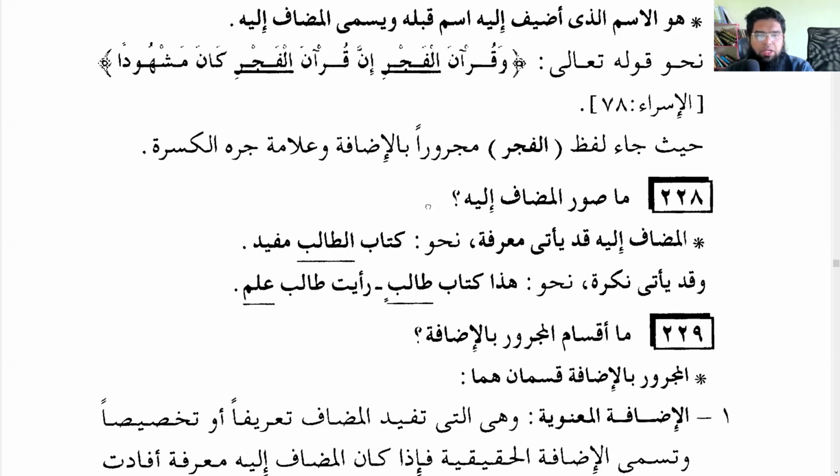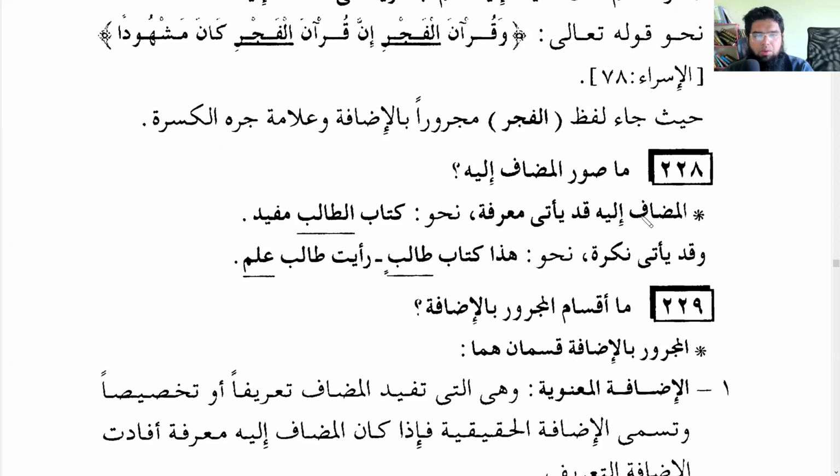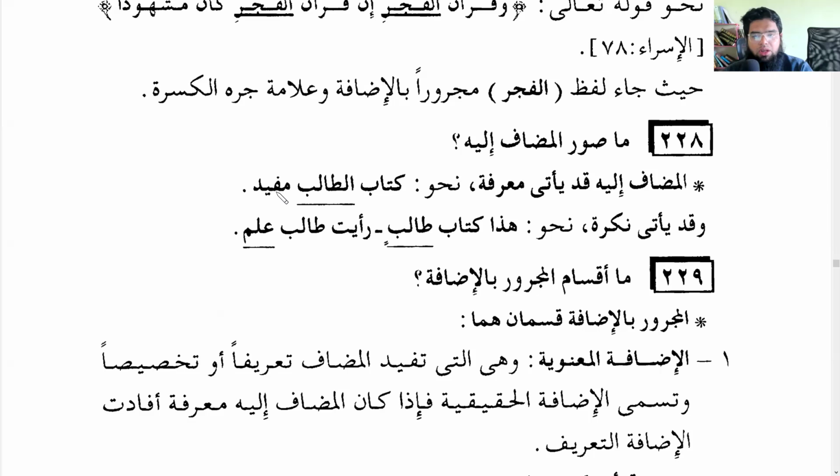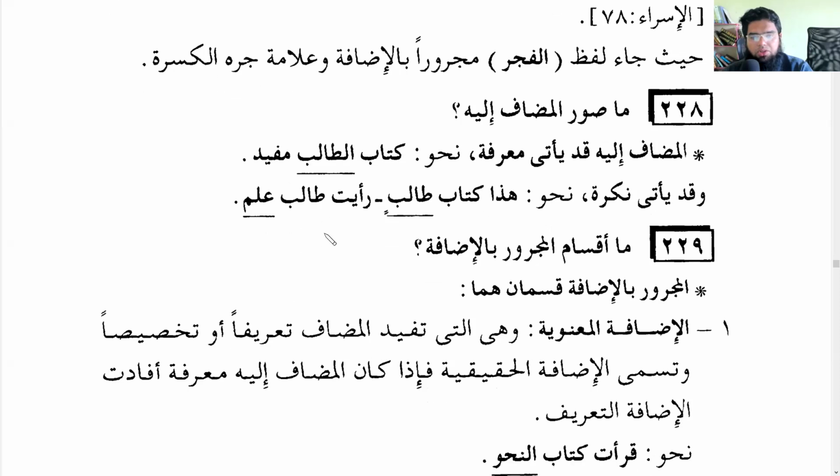ما صور المضاف إليه؟ What are the forms of that? المضاف إليه قد يأتي معرفة. It could have ال. نحو كتاب الطالب مفيد. This is معرفة. It has al, or there could be a name. The student's book is beneficial. وقد يأتي نكرة. Or it could come نكرة also. نحو هذا كتاب طالب. This is a student's book. رأيت طالب علم. I saw a student of knowledge.